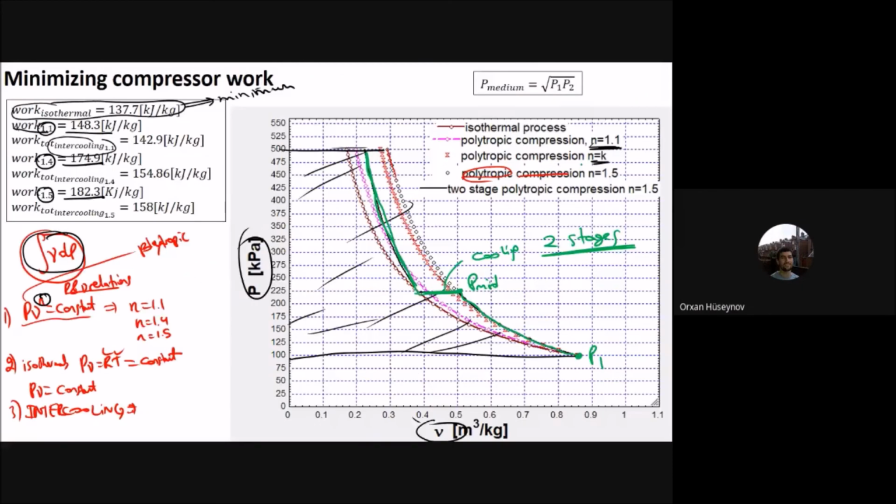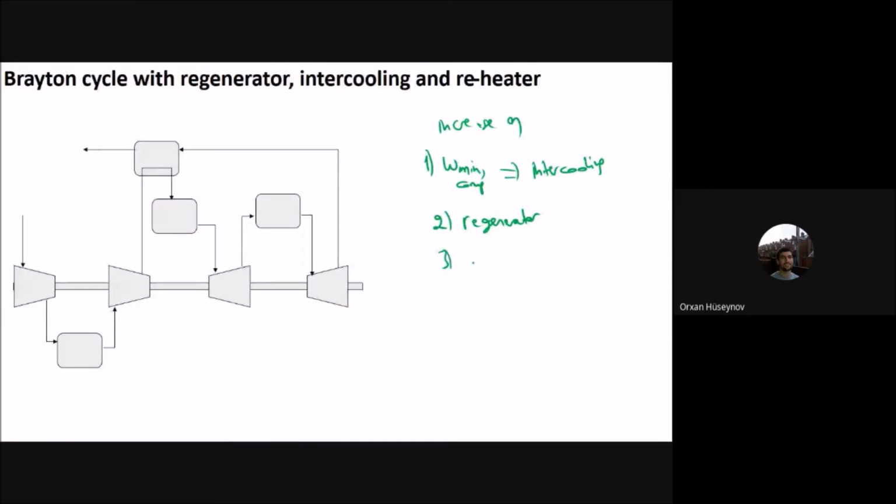And one more thing that is done for increasing efficiency, besides the regenerator and intercooling, is using a reheater. Okay, now what is a reheater? Let me talk about that one and finish the lecture. So the reheater is like this. This one is compressor 1. This one is the intercooler. This one is compressor 2.